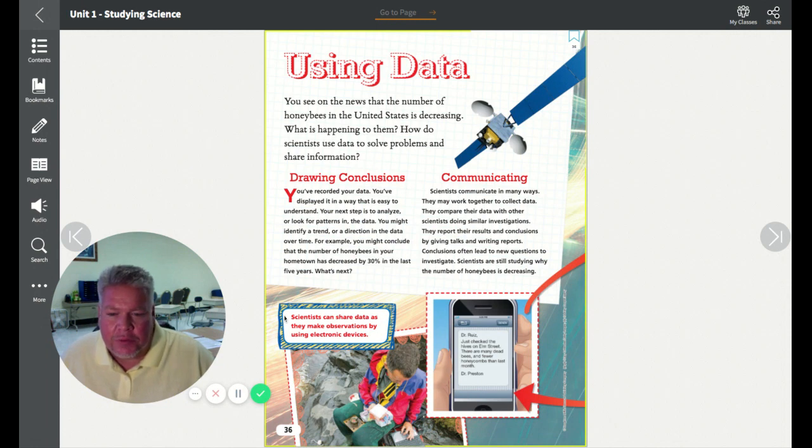So here's a little caption down here. Scientists can share data as they make observations by using electronic devices. Electronic device like a text. So we see somebody just texted, and one scientist texted another scientist to tell him some information he had gathered. So text is a way to communicate. You and I are communicating right now. Google Classroom is a way to communicate. Your cell phone, your telephone. How else do we communicate?